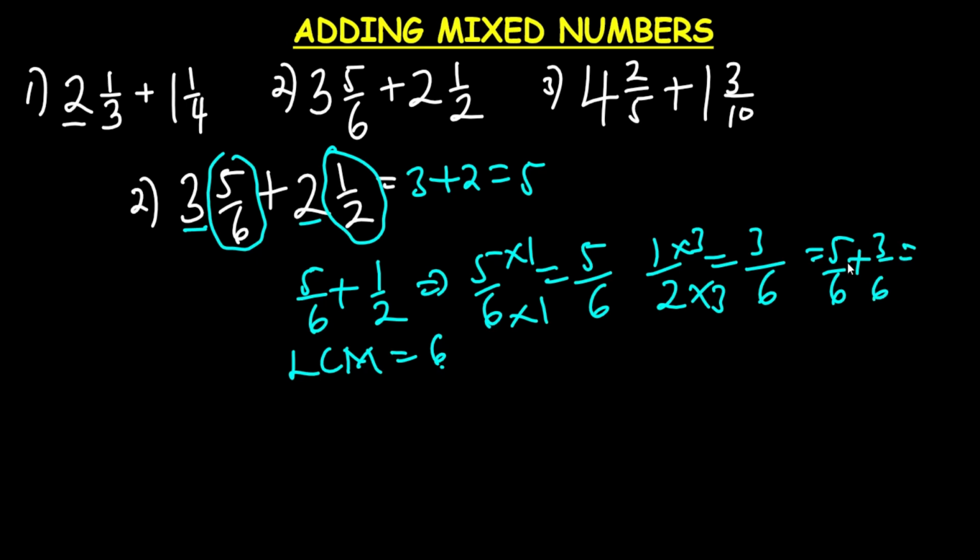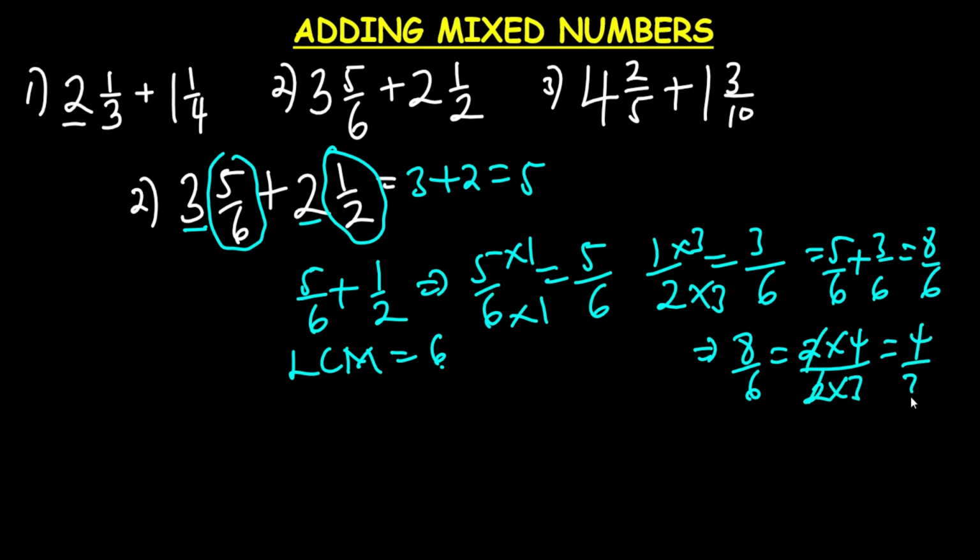And 5 plus 3 is 8, so 8 over 6. But I can simplify 8 over 6 as 2 times 4 over 2 times 3. The 2s cancel, and I have 4 over 3. So now I have the fraction, and I also have the whole number. I add them, so it will be 5 plus 4 over 3, and 5 plus 4 over 3 is 5 whole number 4 over 3.